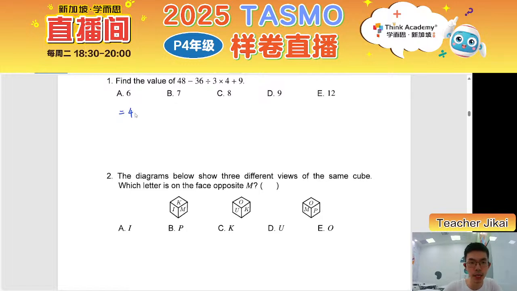So it's 48 minus 36 divided by 3 times 4, which is minus 12 times 4, right? And we plus 9 here. So the answer will be 48 minus 48, and plus 9. We have the same 48, so we cross it out. You can see the answer here is 9. So you choose D, right? How about the second question here?